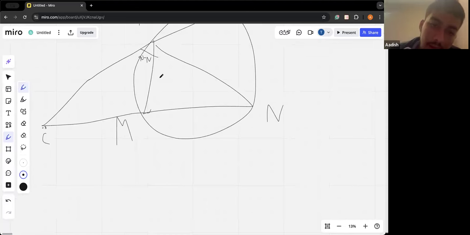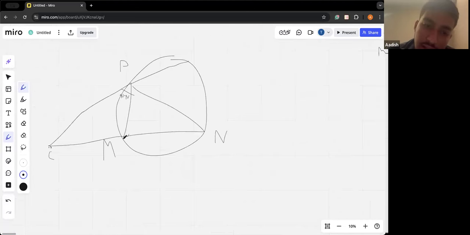C lies on MN. MN is a chord of the unit circle. If we can find this point, we will be done, because the intersection of two chords of the unit circle is nice, right? So how will we find this point? Let me call this C prime. And the thing we have to help us is that we know this angle is 90 minus n.